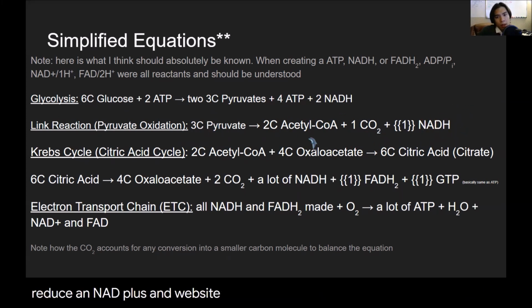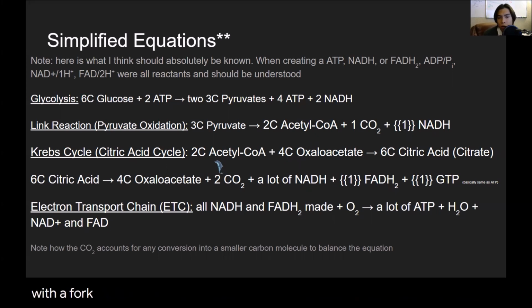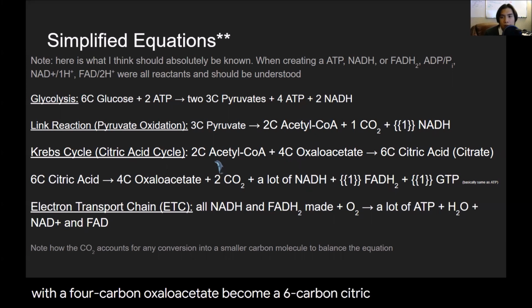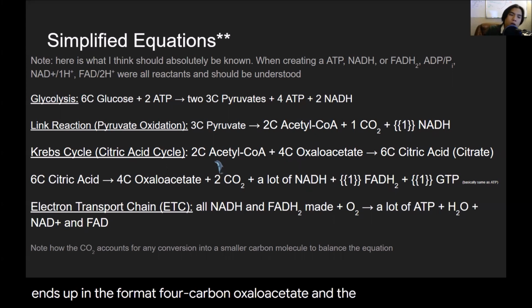Our Krebs cycle, I put the 2 reactions over here that you should know. We had our 2-carbon acetyl CoA, which combined with a 4-carbon oxaloacetate to become a 6-carbon citric acid or citrate to start the cycle. Our 6-carbon citrate undergoes a reaction and ultimately ends up in the form of 4-carbon oxaloacetate, and the 2 carbons lost are accounted for with the 2 CO2.